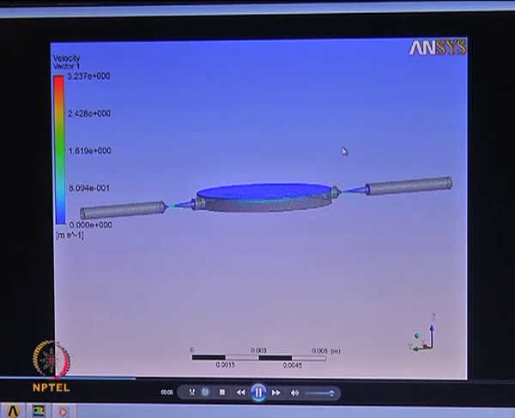This is a piezoelectric actuated valveless micropump that we are trying to simulate. As you can see, in the forward stroke, as the membrane moves up, more fluid comes into the chamber than goes out, and in the reverse stroke, when the membrane goes down, more fluid goes towards the outlet as compared to what goes out through the inlet. So, we have a net flow from the inlet to the outlet.